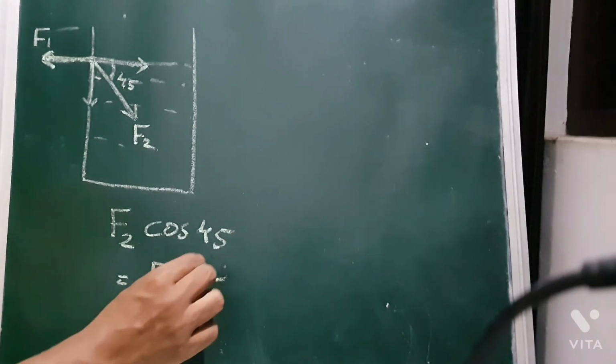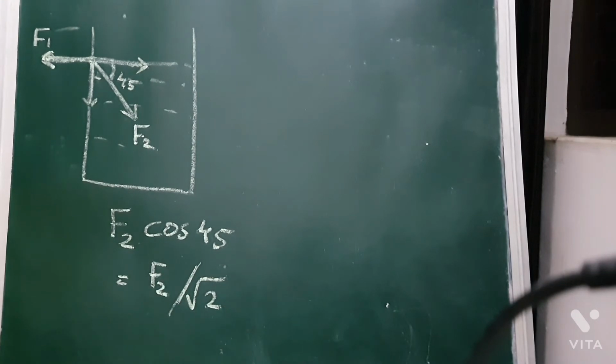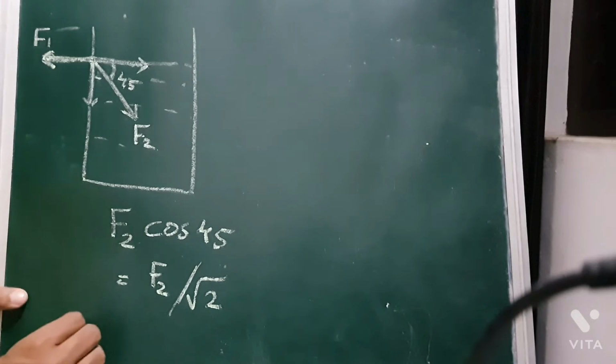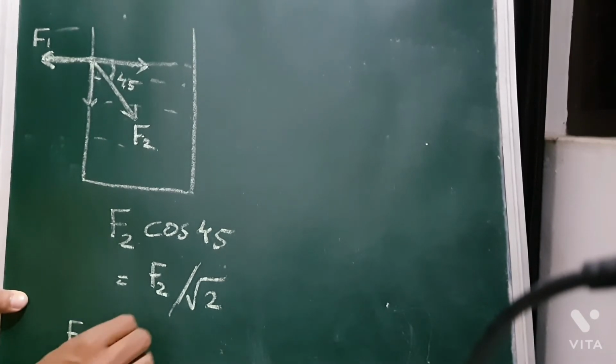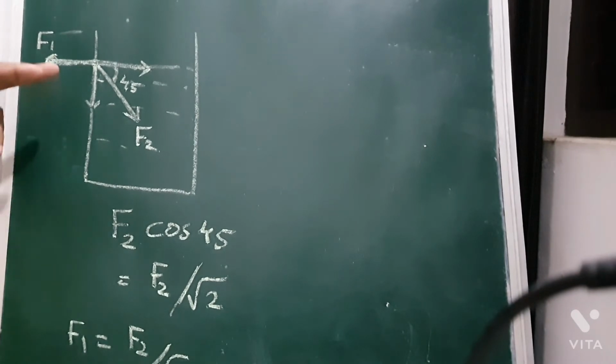In that case, we can represent it as F2 by √2. So when F1 is equal to F2 by √2, in that case, we get a surface which is very flat.